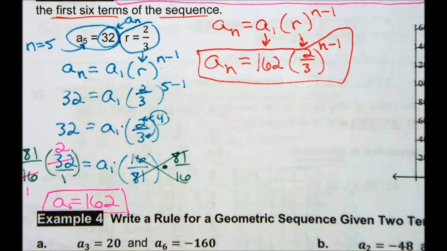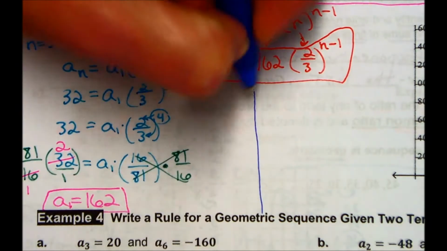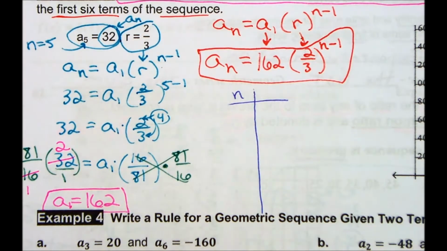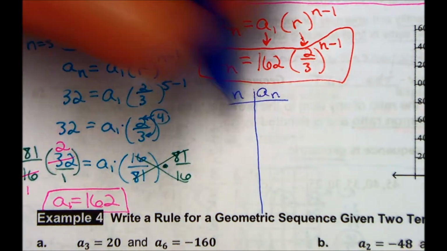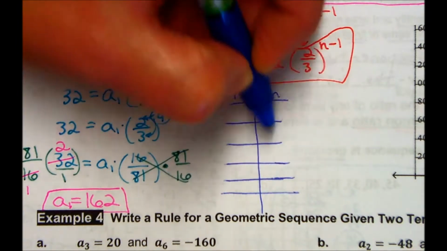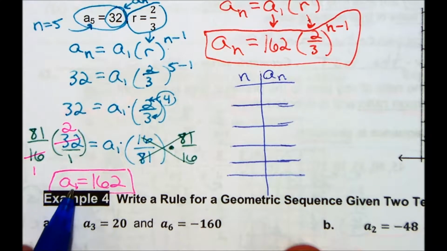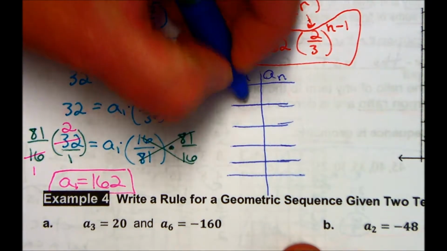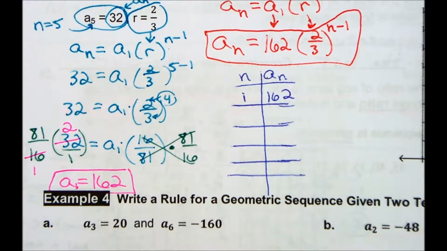So I'm going to make a table so that we can see the points and how they evolve. So n is the input, a sub n is the output. We need to find 6 terms. Okay, so we're going to have to write a little bit small here. The first term we already know is going to be 162. So when n is 1, a sub n is 162. So always use the information you've already found.